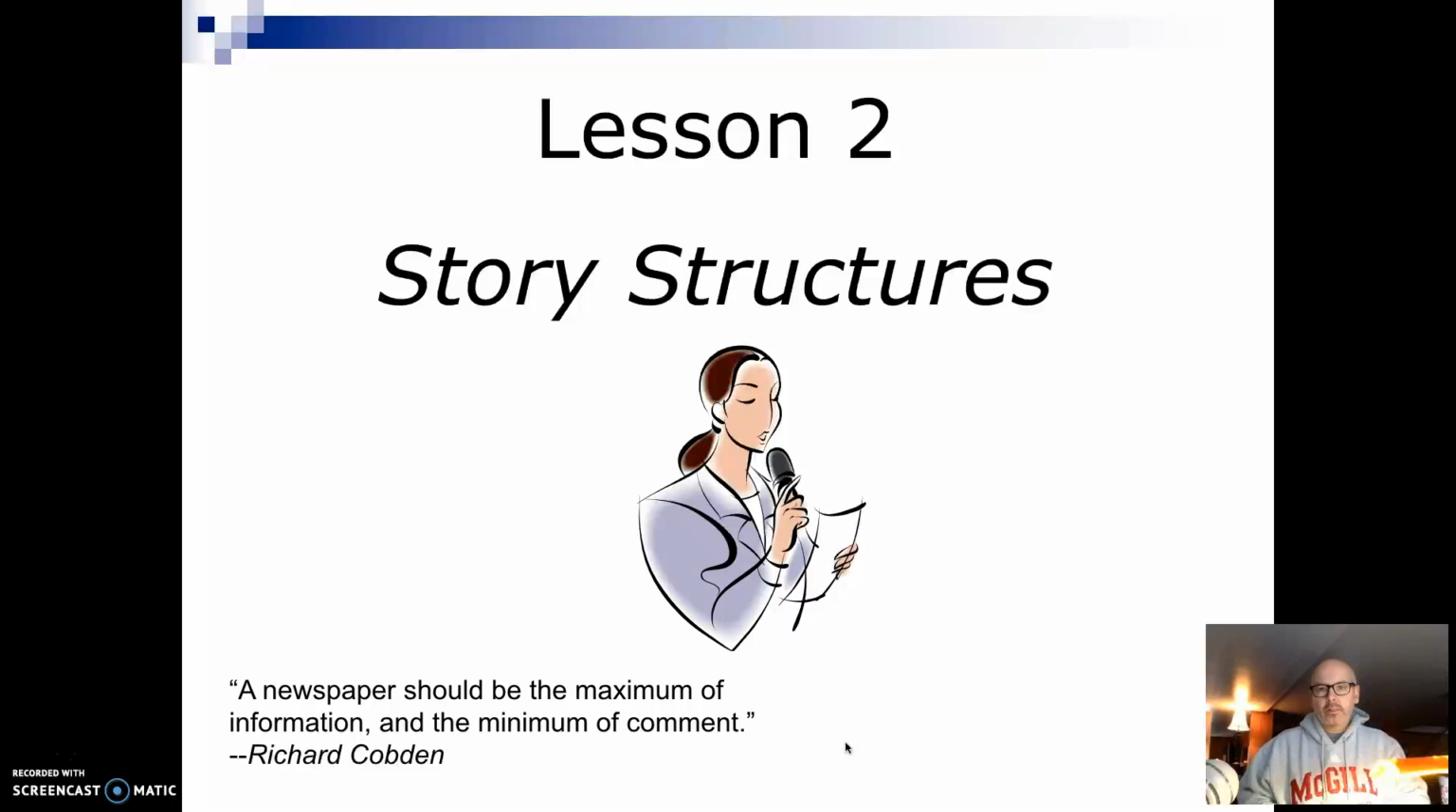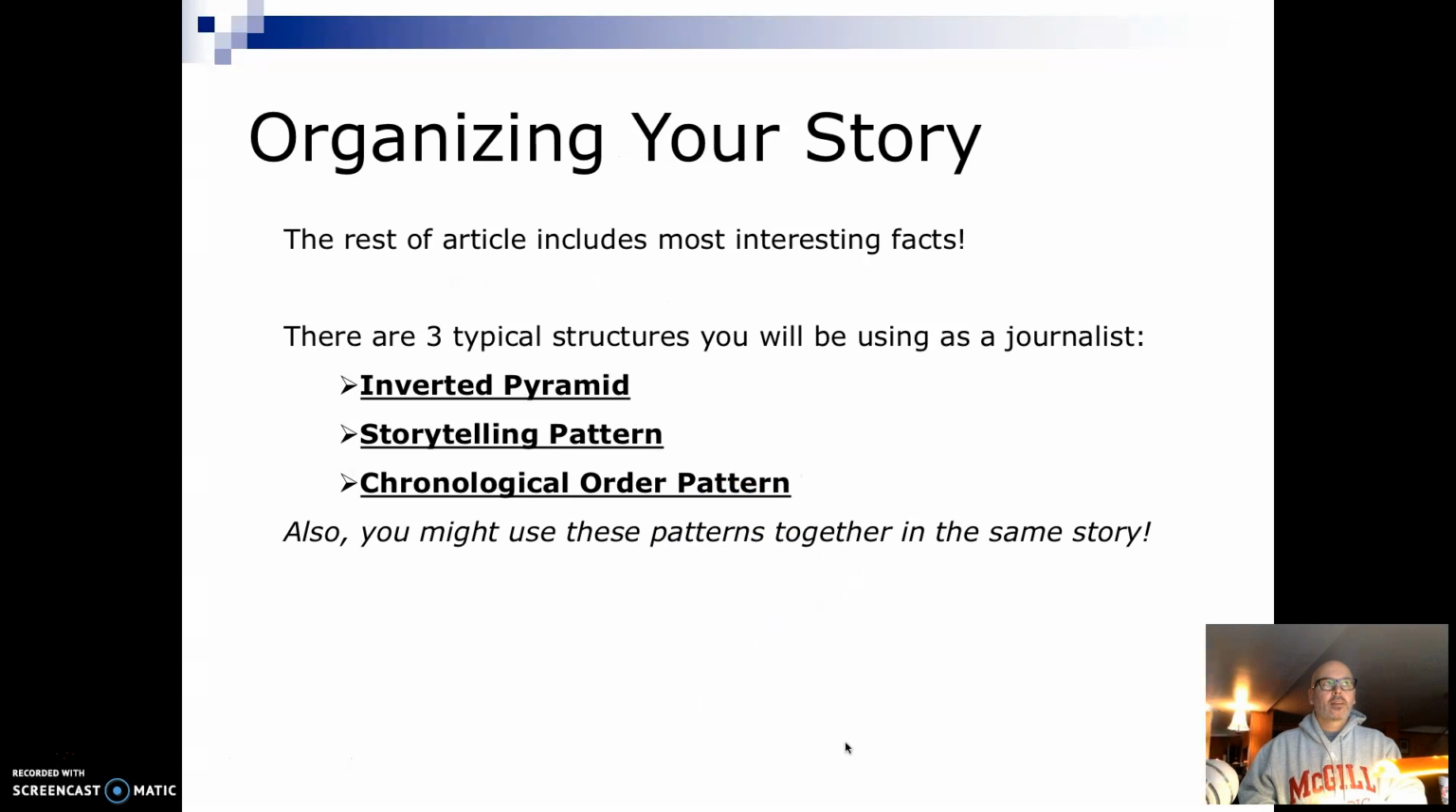You all would like to believe and hope that a news story should end with the lead, but unfortunately there needs to be more than just the lead. There needs to be something of interest in the story to make it valuable for the reader. The rest of the article includes interesting facts, whereas the first part was important information. The rest of the story needs to contain interesting facts. There are three ways to do this. There is the inverted pyramid, there is the storytelling pattern, or there is chronological order.